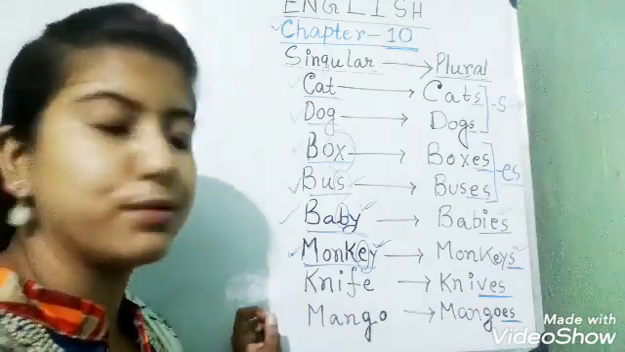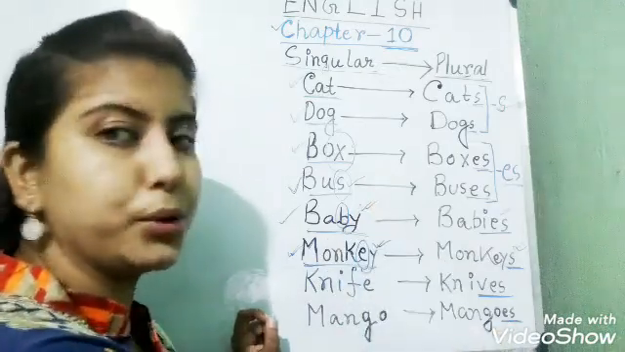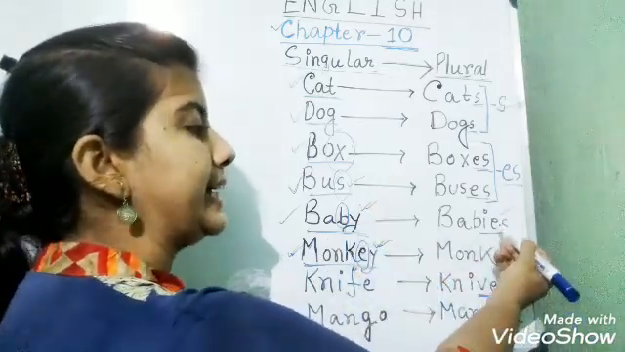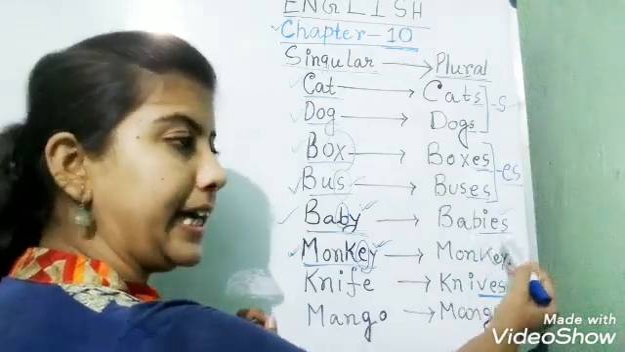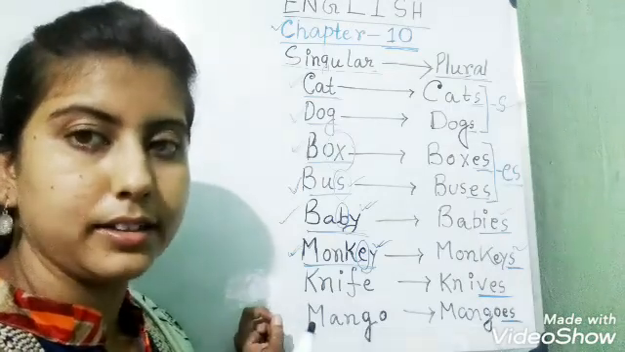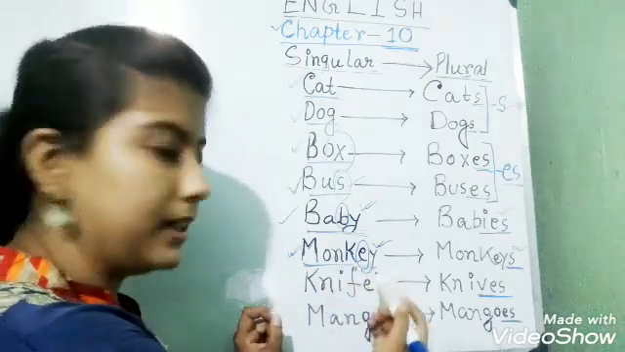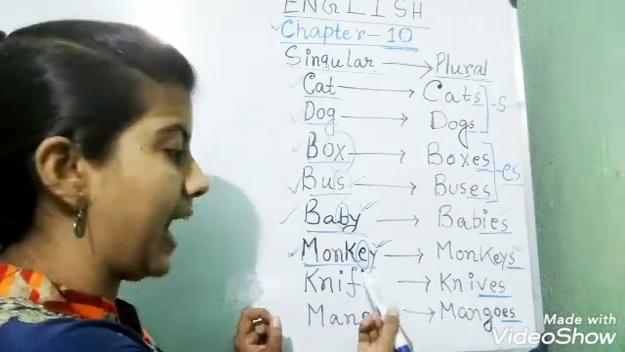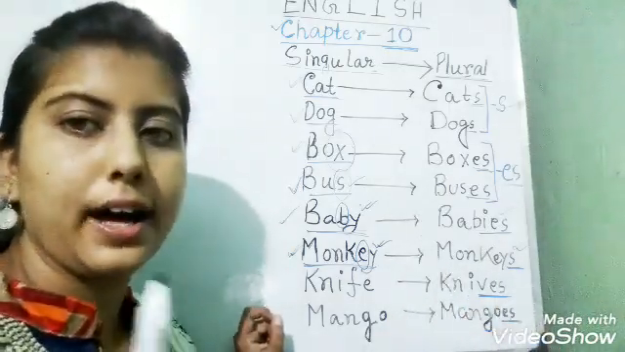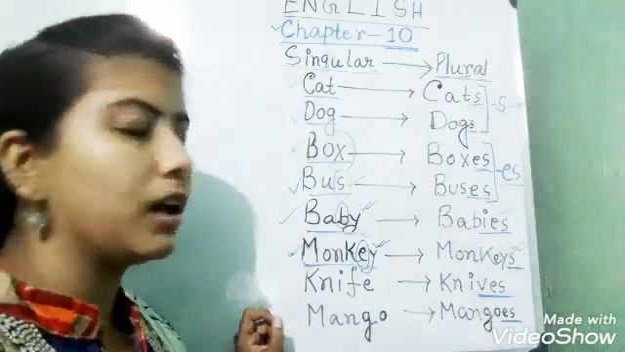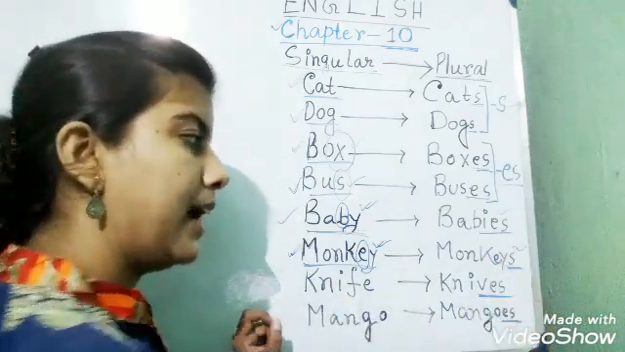So when we have Y and the second last letter is a consonant, what will we do? We will replace the Y with IES like I have done in this case. I have written babies. I have not written the Y. In the place of Y, I have written IES. Now the next one, that is Y, and in the second last position we have a vowel. In this case, we will not follow this rule. We will just add an extra S at the end of the word, and that will make it a plural word. Monkey, monkeys.